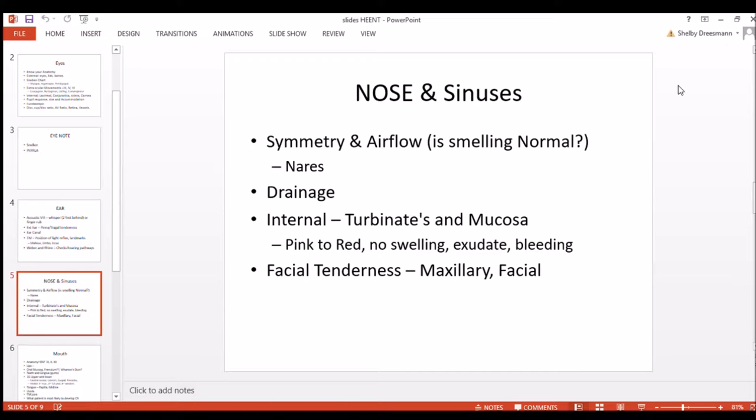So, migraine headache is the most common in young women. It's vasospasms, and may be accompanied by depression, restlessness, irritability, photophobia, so sensitivity to light, nausea, vomiting.